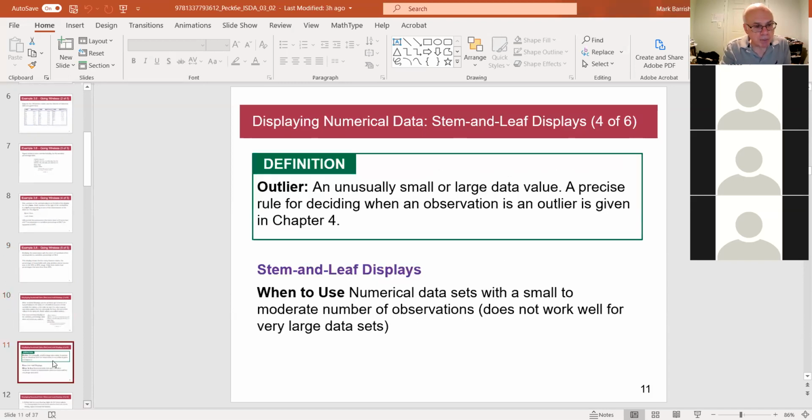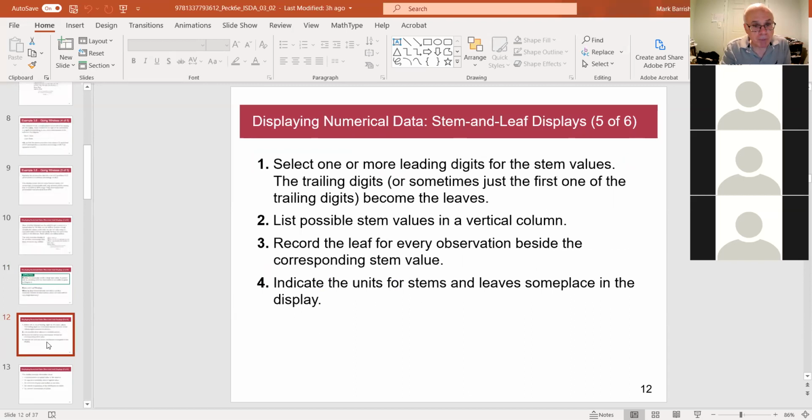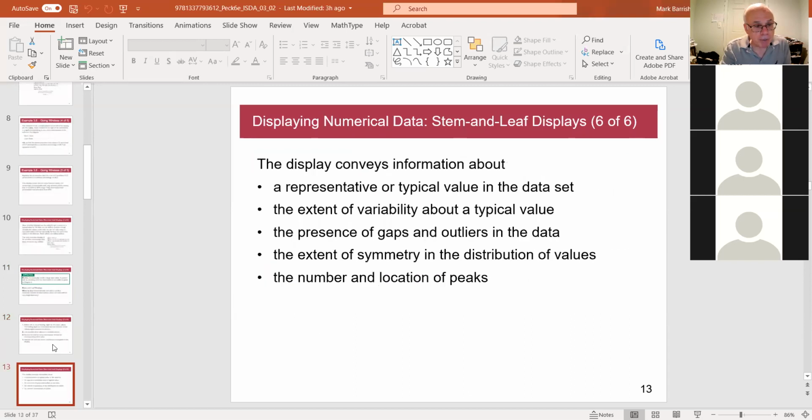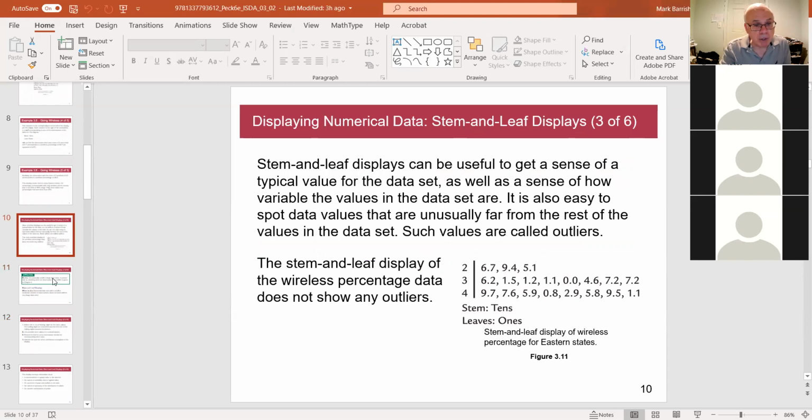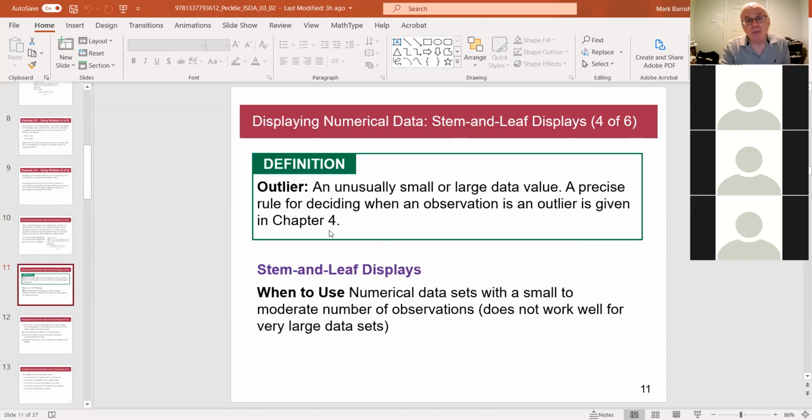We could also make it look another way. But the important point is it gives us some information. Now, what information does a stem and leaf give us? Well, it might give us information about an outlier. What's an outlier? An outlier is a value in the data set that's unusually small or unusually large. So when we locate it on our stem and leaf, we may notice it's far away from most of the other data values. So it's a way of identifying an outlier.